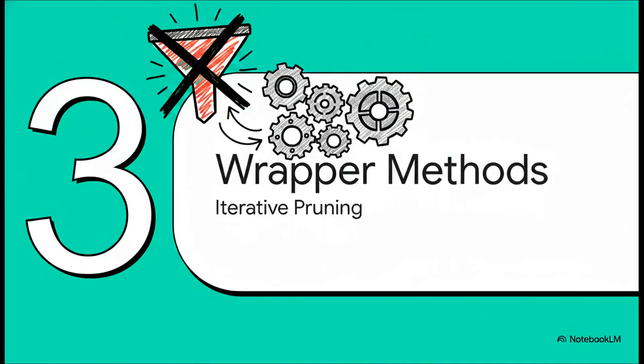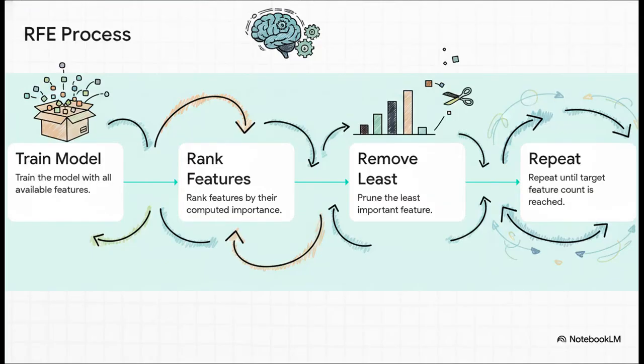All right, Section 3, wrapper methods or iterative pruning. Now, filter methods are great, but they have a pretty massive blind spot. They completely miss how features interact with each other. To fix that, we bring in wrapper methods. These actually use a model's own performance to evaluate subsets of features. The most famous one is Recursive Feature Elimination, or RFE. Check out this iterative loop.